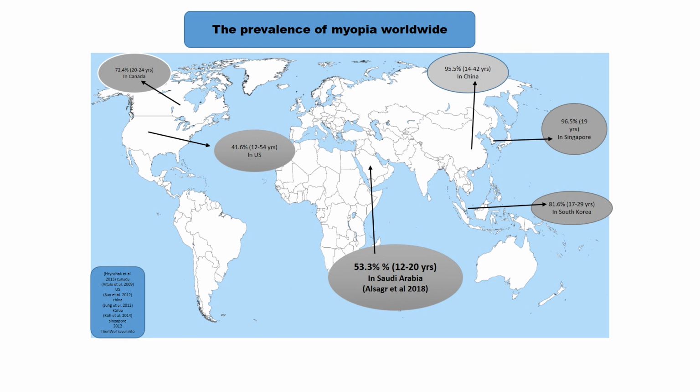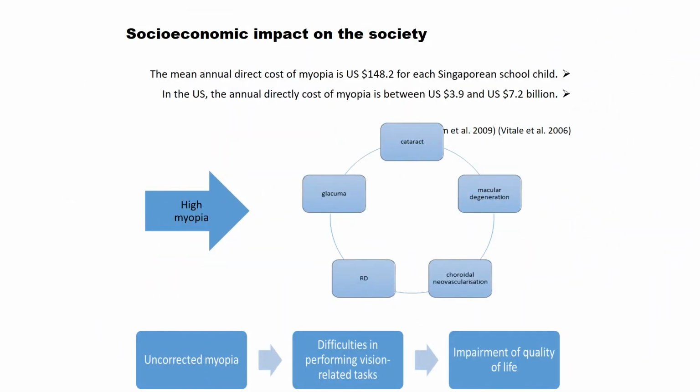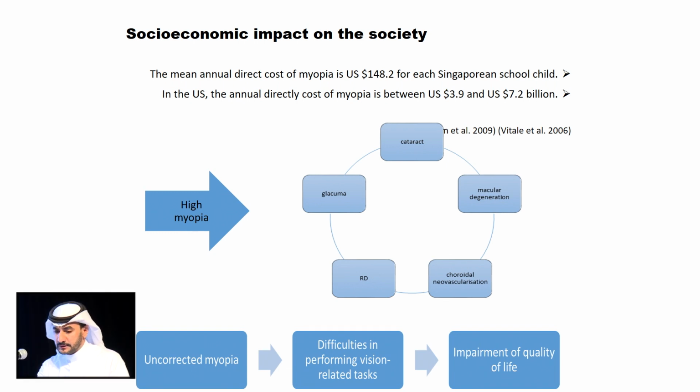However, the highest prevalence of myopia is in East Asian parts of the world. In China 95%, Singapore 96%, and South Korea 81%. We know that the socio-economic impact of myopia is tremendous, and it is expected that each Singaporean school child costs $150, and in the United States they projected that the annual direct cost is between $4 to $7 billion a year.